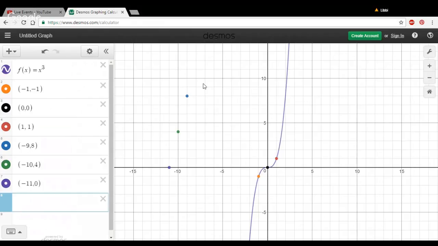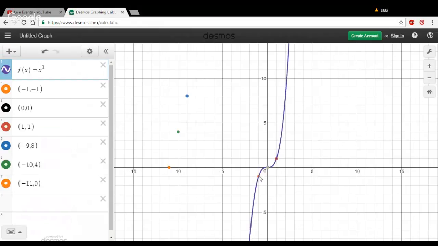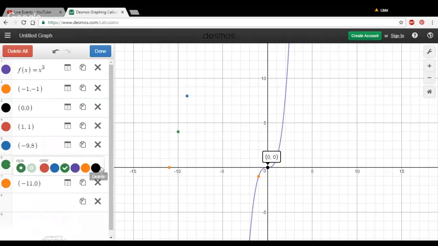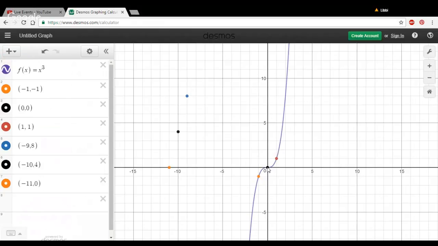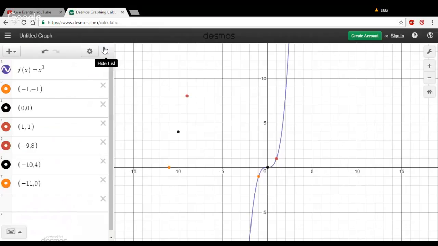Okay, so now we have these 3 points, but I'm going to make sure that their colors correspond with the points that they are related to. So this first point, -1, -1, corresponds with -11, 0. So this one needs to be orange. All right, the second point is black, and it corresponds to this green point right here. So we're going to change this to black. And the third point, I believe, is red. And so this blue one corresponds to the red one. All right, so now we can see which ones they correspond to.